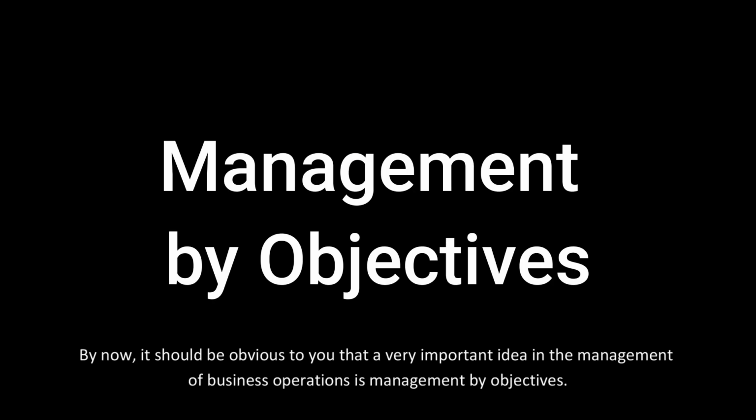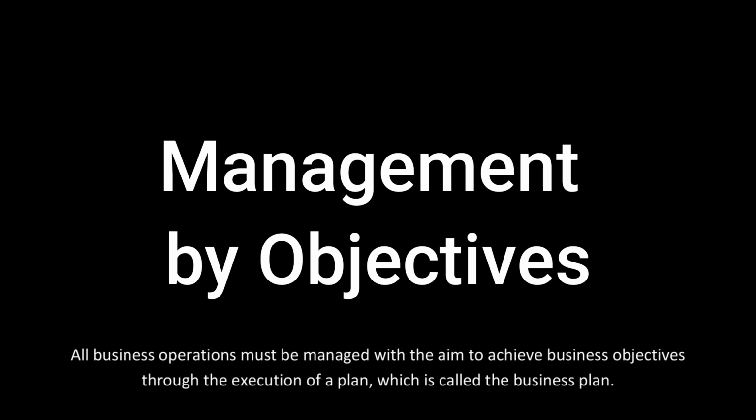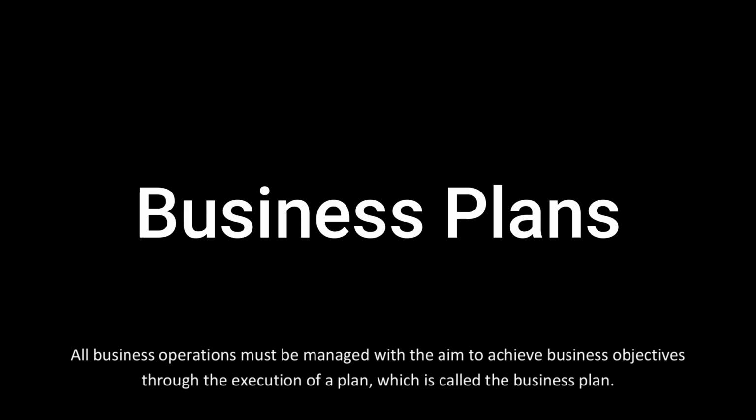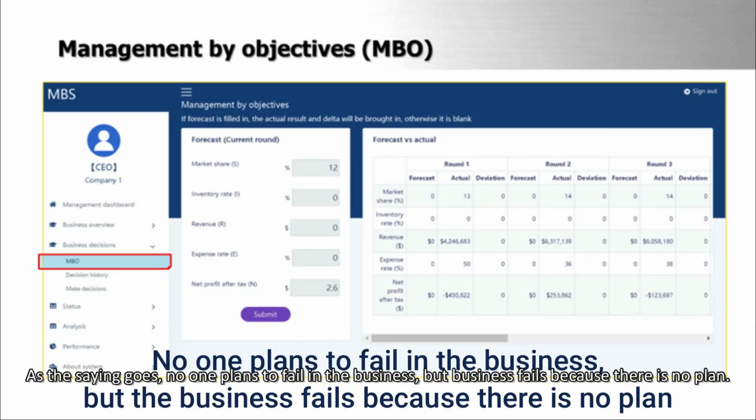By now, it should be obvious to you that a very important idea in the management of business operations is management by objectives. All business operations must be managed with the aim to achieve business objectives through the execution of a plan, which is called the business plan. As the saying goes, no one plans to fail in the business, but the business fails because there is no plan.